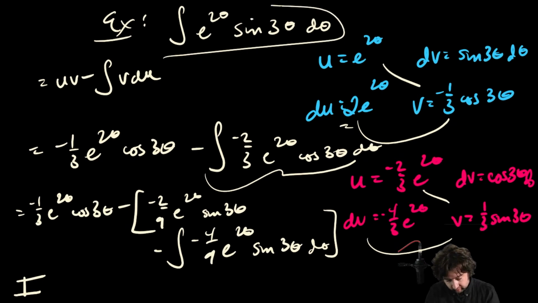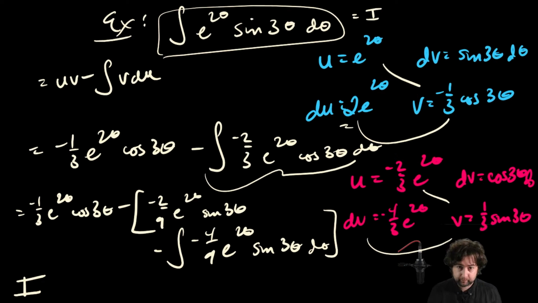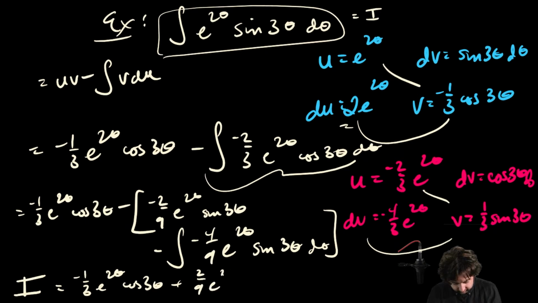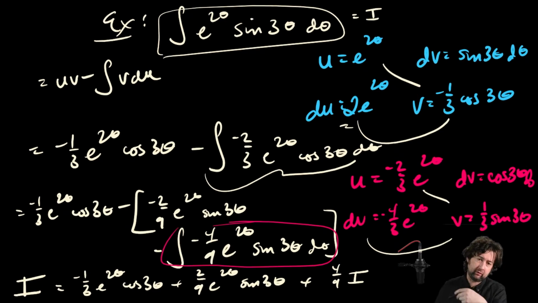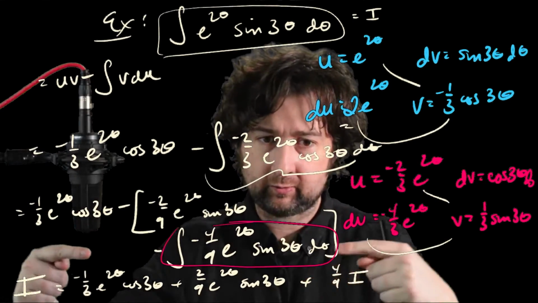So this integral right here, I'm calling I. I is equal to minus 1/3 e to the 2 theta cosine 3 theta plus 2/9 e to the 2 theta sine 3 theta plus 4/9 of I. Because this integral right here is just a constant times I. The original integral was e to the 2 theta sine 3 theta. This integral is e to the 2 theta sine of 3 theta. So everything we've written down here turns into this algebraic expression right here.